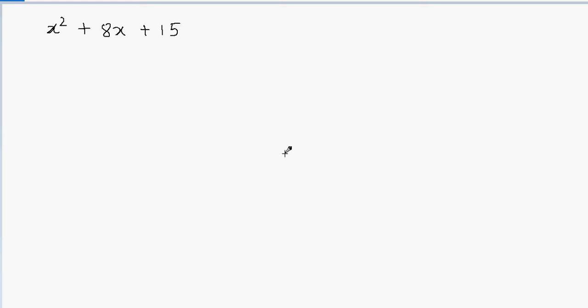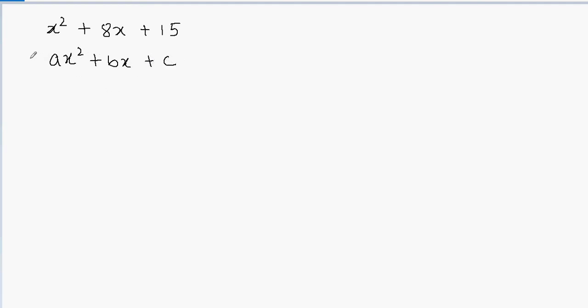Hi, in this video we'll learn how to factor a polynomial equation. Here you can see that my equation is x squared plus 8x plus 15. This is a quadratic equation, okay? And we know that the standard form of quadratic equation can be written as ax squared plus bx plus c. So I'm going to write here ax squared plus bx plus c.